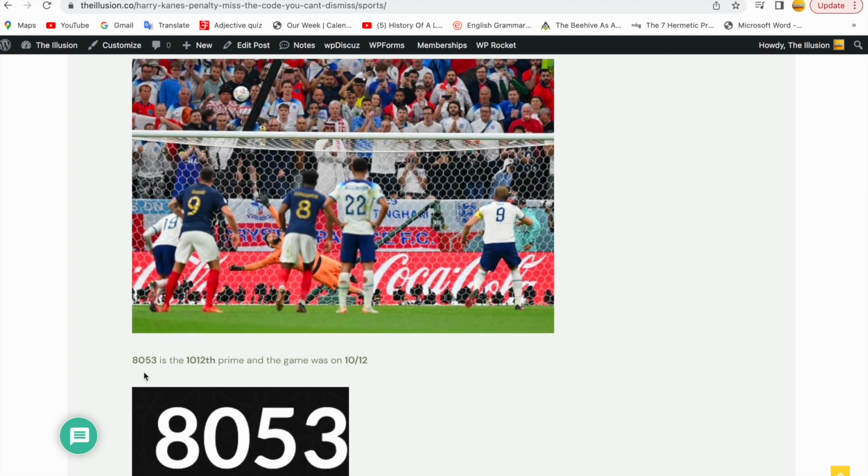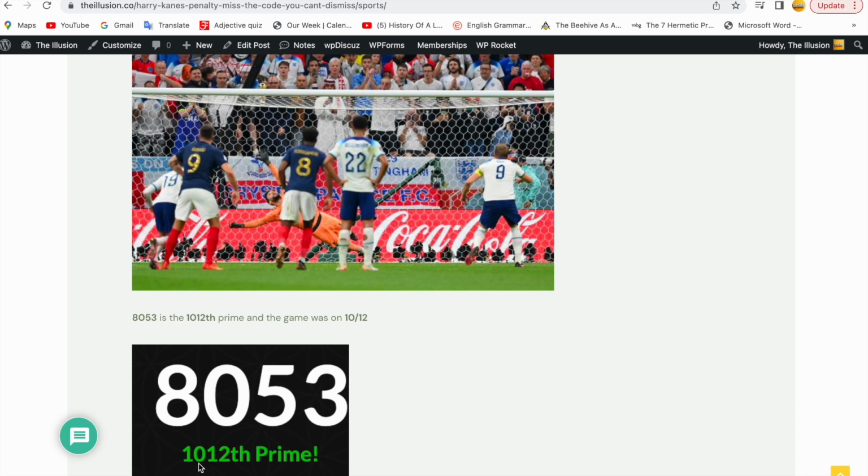So, 80 England games, 53 goals. 8,053 is the 1,012th prime. This game here, between England and France, was on 10-12, the 10th of December. You'll see here, guys, why number 9's next to number 8 here. The Queen died 9-8. These were the goal scorers. You'll see Kane here, number 9, Mount number 19. That was Elizabeth's funeral. Look at Bellingham here, number 22, dead centre. It was the 22nd edition of the World Cup.